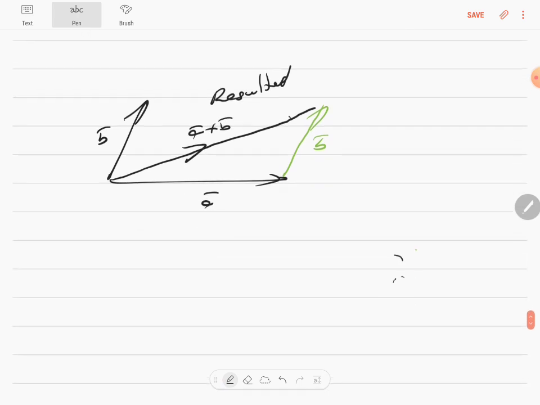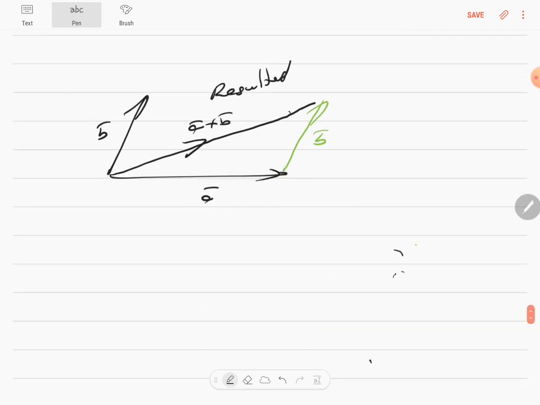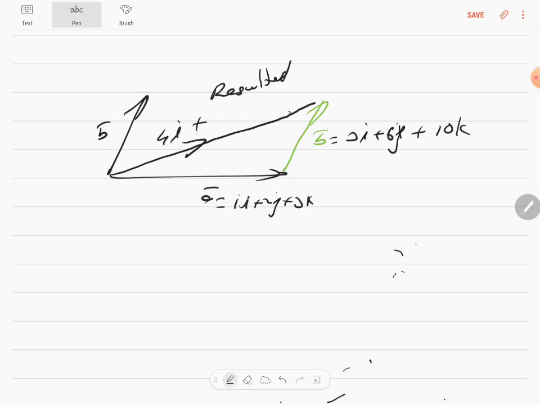Now let's do it with numbers. Let A vector be 1i plus 2j plus 3k. Let B vector be 3i plus 6j plus 10k. So what is A plus B vector, the resultant? 1 plus 3, you can add the i's, so it's 4i; the j's, 2 plus 6, so it is 8j; the k's, 3 plus 10, so 13k. So we got this diagonal: 4i plus 8j plus 13k.